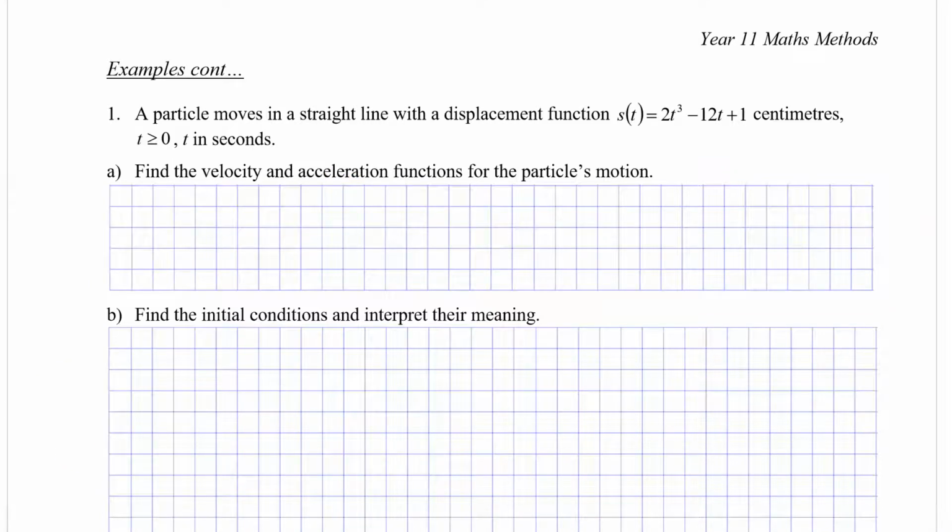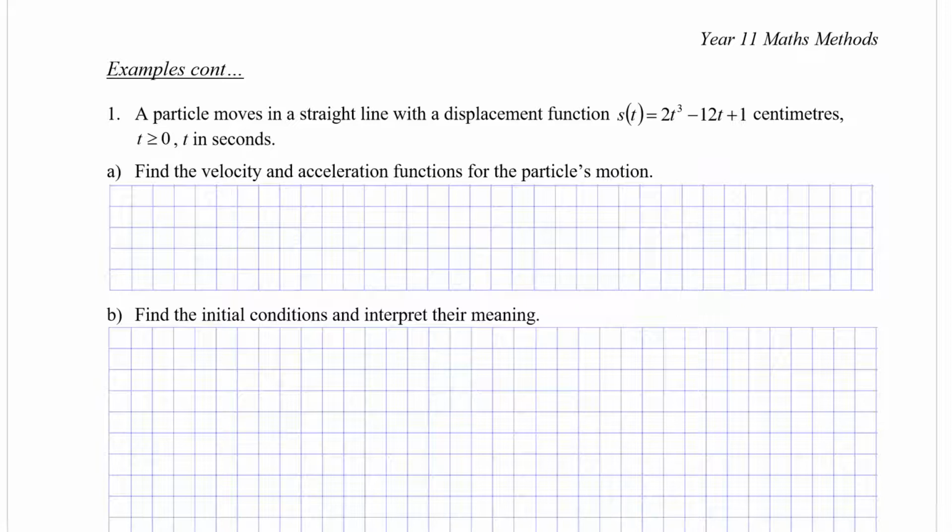Looking at some examples. Example 1. A particle moves in a straight line with a displacement function of s of t defined as 2t cubed minus 12t plus 1 centimeters, where t is greater than or equal to 0 and t is in seconds. Part A, find the velocity and acceleration functions of the particle's motion.